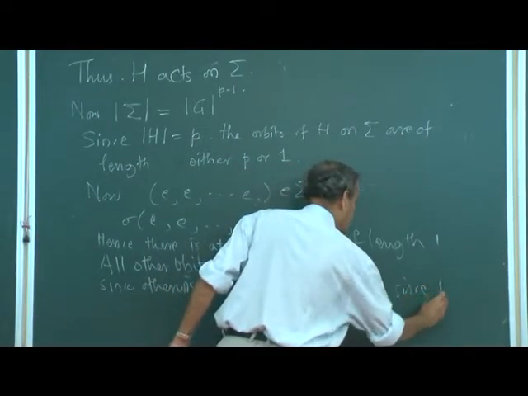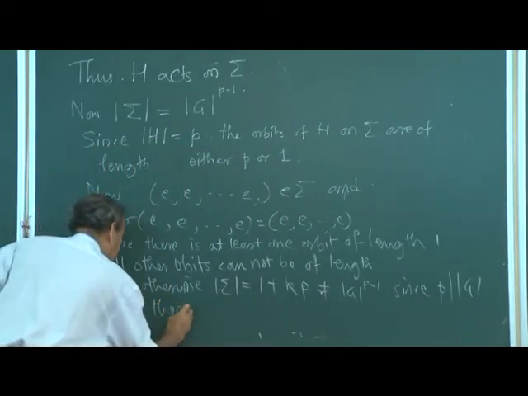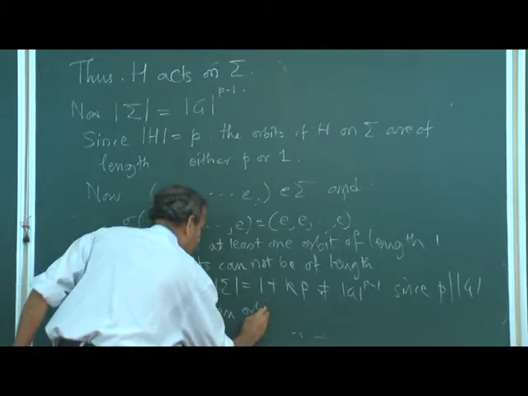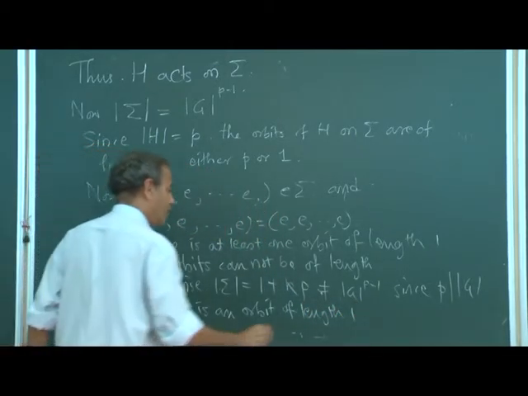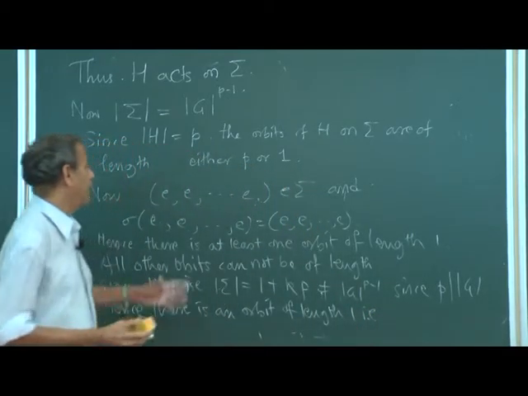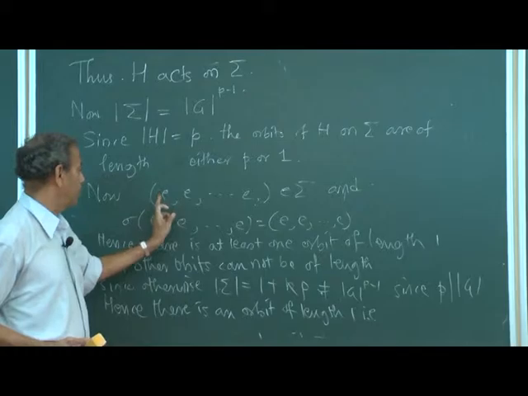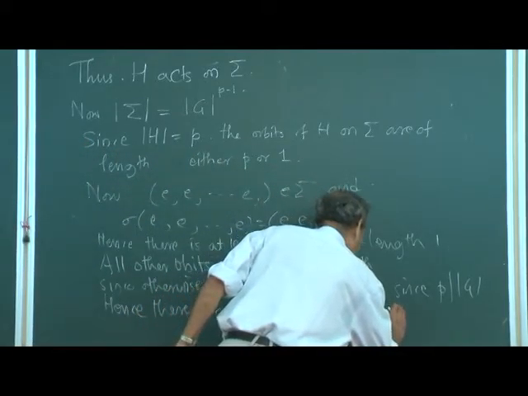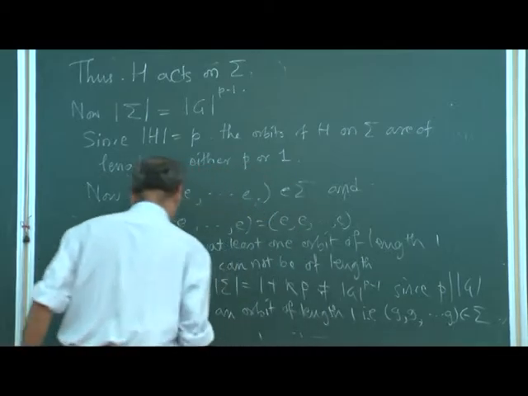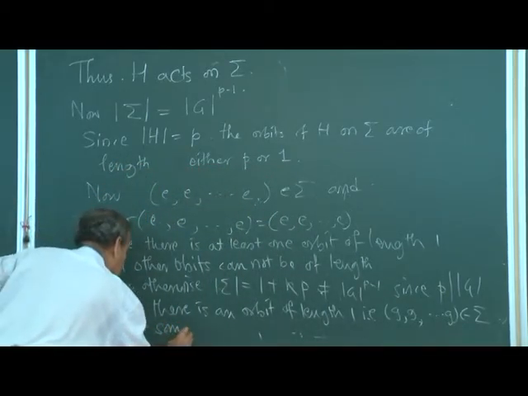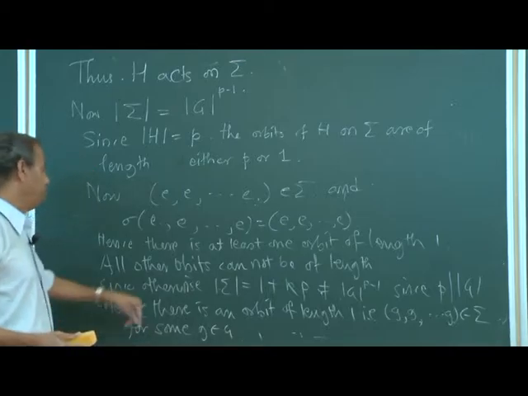Since p divides mod g. Hence, there is an orbit of length 1. That means length 1 means under cyclic shift that p tuple does not change. That means all the elements of that coordinates are same. That is, g, g, g is in sigma for some g in G. So there exists a g such that this p tuple g g g belongs to sigma.